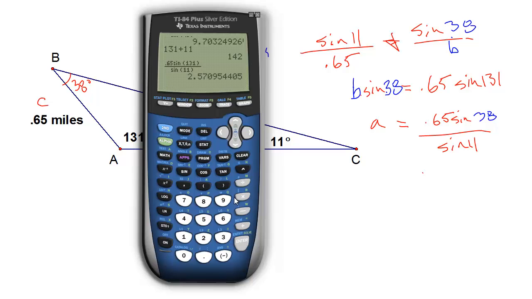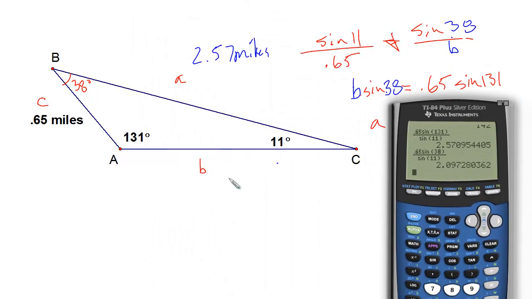So again, I'll go second, enter. Takes me right back here. And again, the only change is this angle. So I'm going to go ahead and just change that to 38 degrees. And that's 2.097. We're going to round that to 2.1. And again, we do a quick mental check to make sure. Smallest, smallest, biggest, biggest. Looks good.